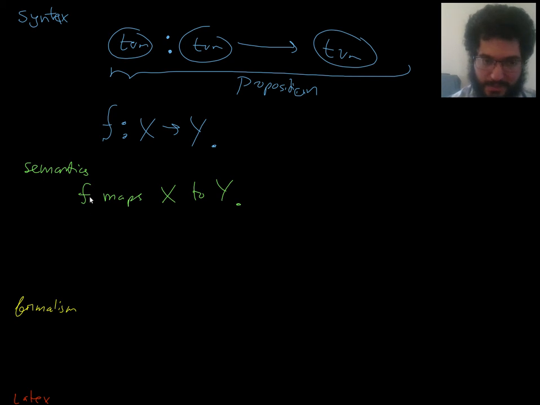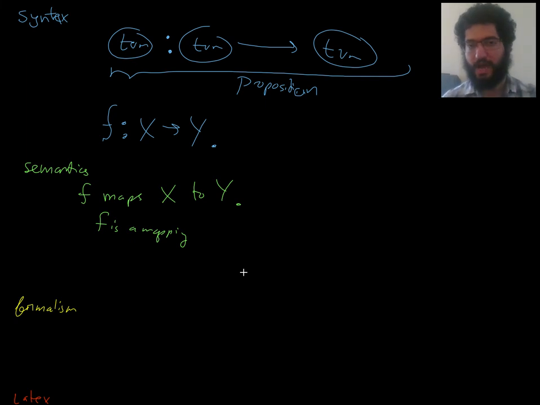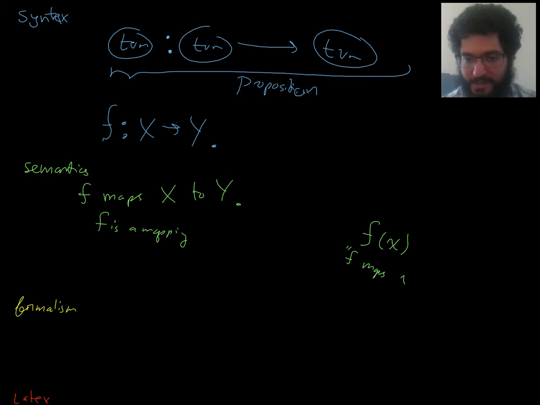The idea, the semantics, is that it says f is a mapping. That's another word for function, where we think about functions as mapping inputs to outputs. So if little x is an input to a function, not capital X, then we think of f of little x as an output. And we say things like this: f maps the input little x to the output little y.